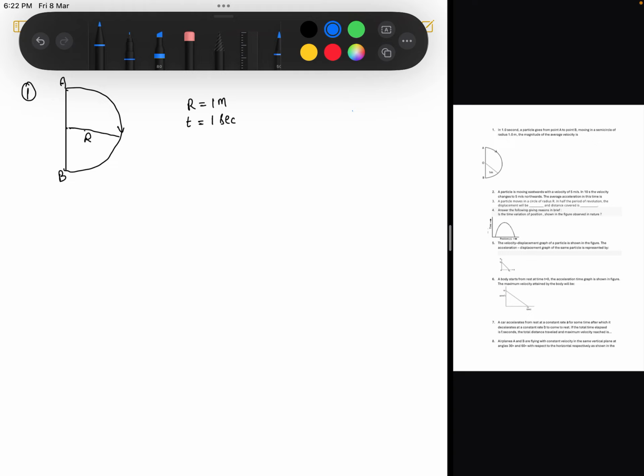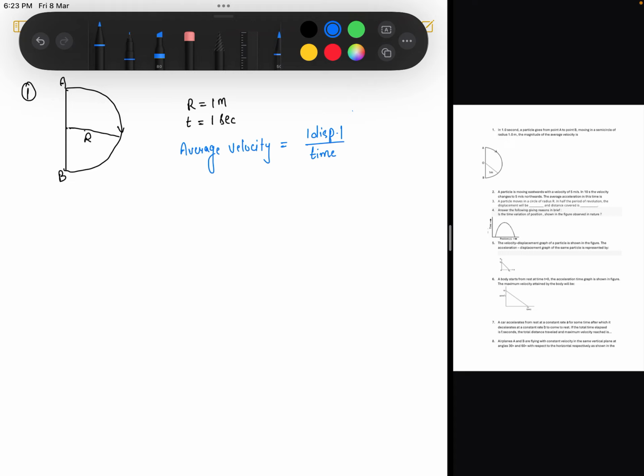So now we will see that the average velocity is defined as the net displacement over net time. That is, average velocity is defined as net displacement divided by net time. So here the displacement between the 2 points A and B, that is defined as the minimum distance between the 2 points, is 2r.